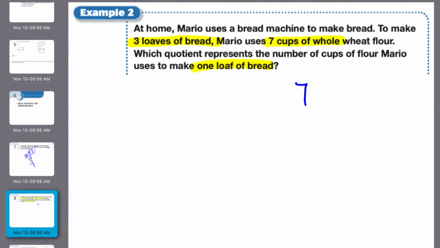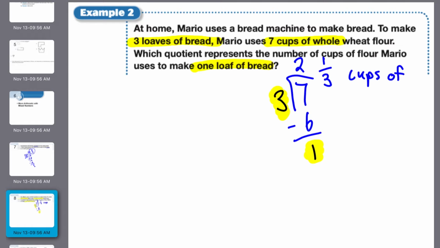So we'll take the 7 cups and divide it by 3 loaves, and we'll get how much he uses for 1 loaf. And once again, we'll write our answer as a mixed number. 3 goes into 7 twice. You always put the remainder as the numerator, the divisor as the denominator. So 2 1/3 cups of flour to make 1 loaf of bread.